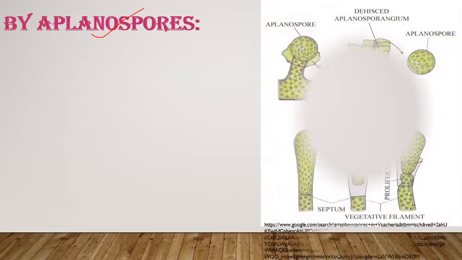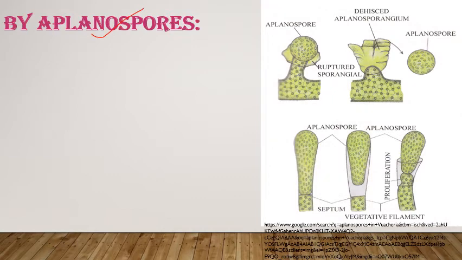The next structure which is formed during asexual reproduction is the aplanospore. Aplanospores are non-motile spores which do not have any structure that helps in locomotion. Aplanospores are also produced in a special structure called the aplanosporangium. Similarly, when does this form? When conditions are not favorable. So these spores are formed during unfavorable conditions.